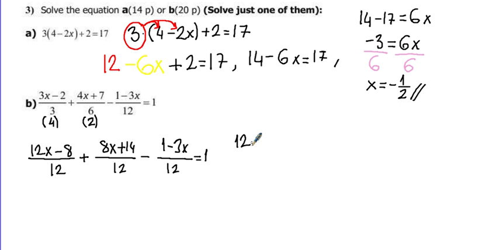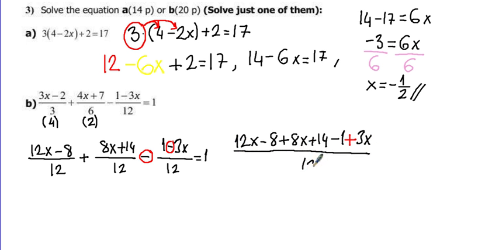So 12x minus 8 plus 8x plus 14 minus 1. Here we have to be careful. This is the common mistake students make. So here we will have plus. This minus affects the 1 and affects the minus 3x. So minus 3x will be plus 3x all over 12 is equal to 1.